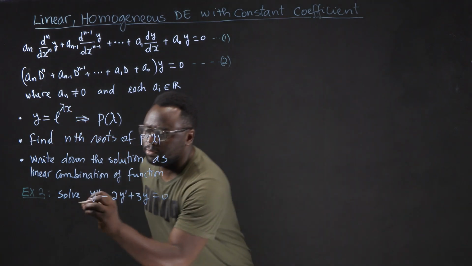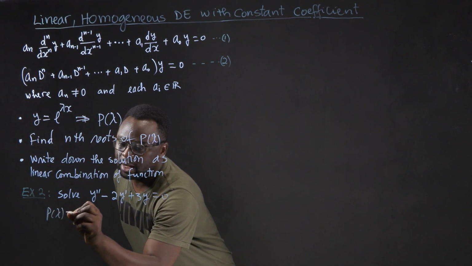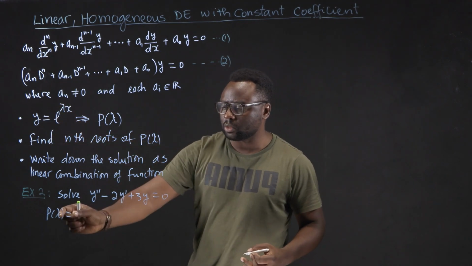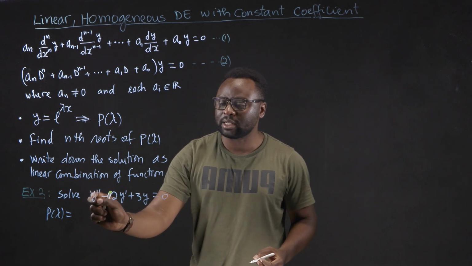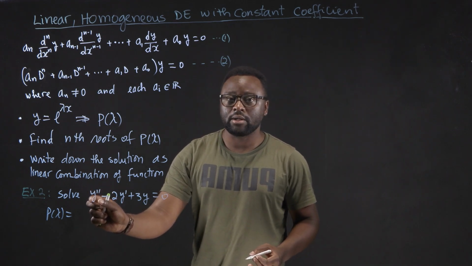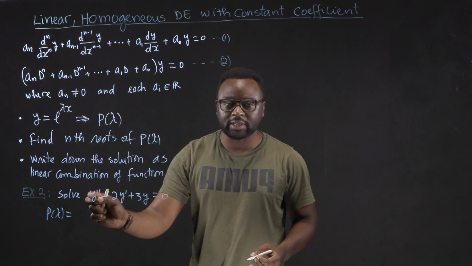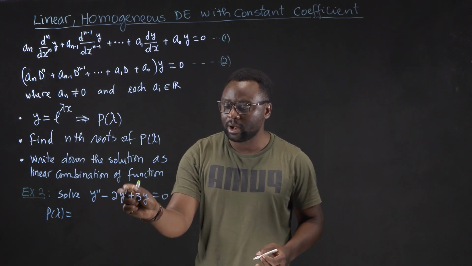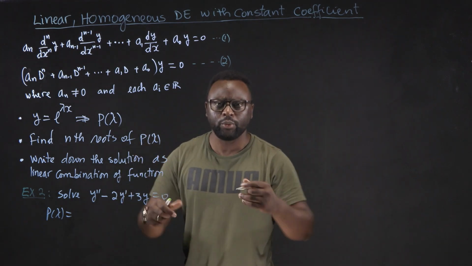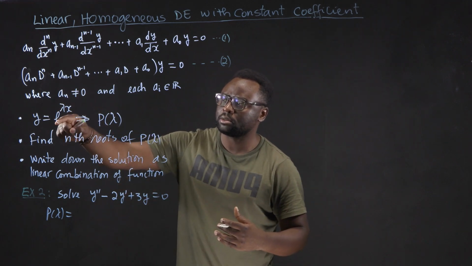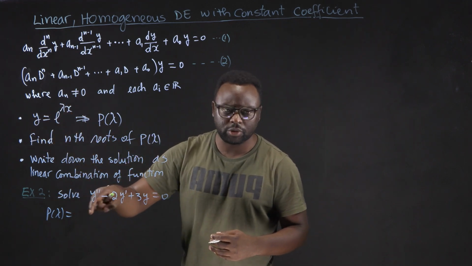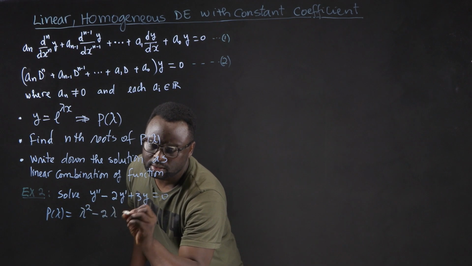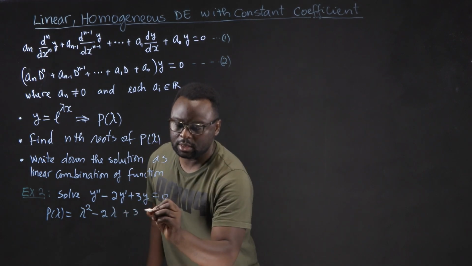If you do that, you have found P of lambda is equal. You don't have to differentiate each term and just substitute here. So this is the second derivative. I know that this second derivative will come with lambda squared times e to the power lambda x, okay? And here will come with lambda times e to the power lambda x. So I can just write it directly without going through differentiations, first order, second order before I substitute here, okay? So this is lambda squared minus 2 lambda plus 3 is equal 0.